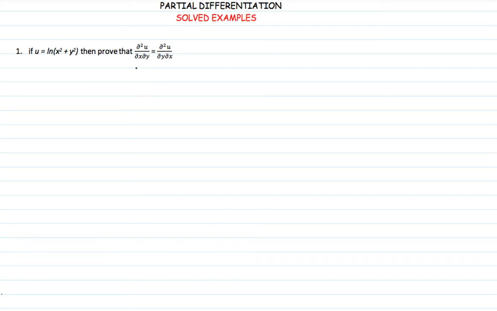So what this basically tells us is that first we have to find the derivative of this function with respect to x, and then with respect to y. And here we have to find it with respect to y and then with respect to x. So this is the order in which we have to do this.